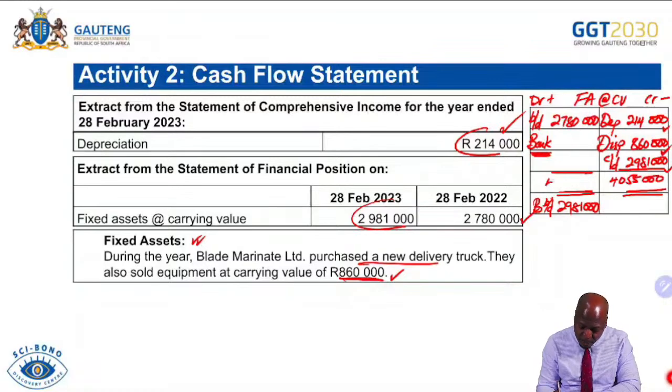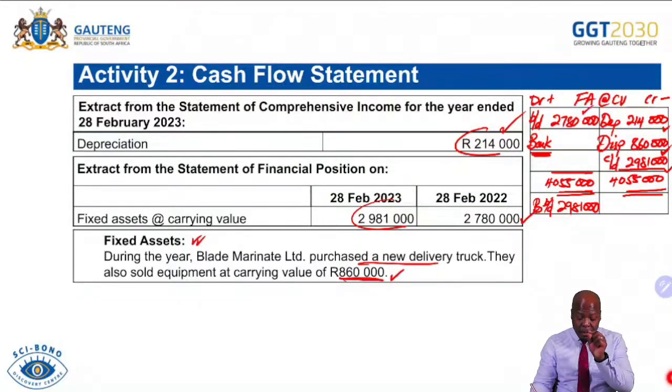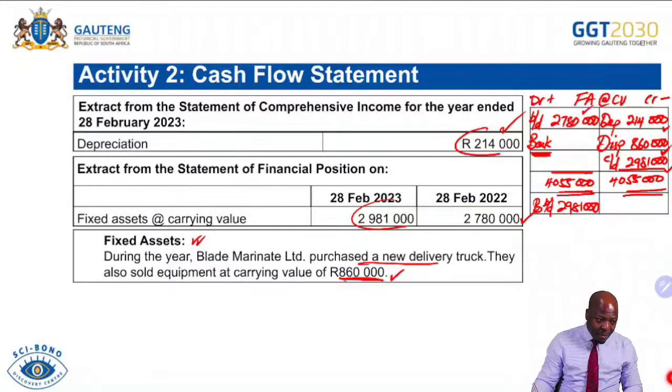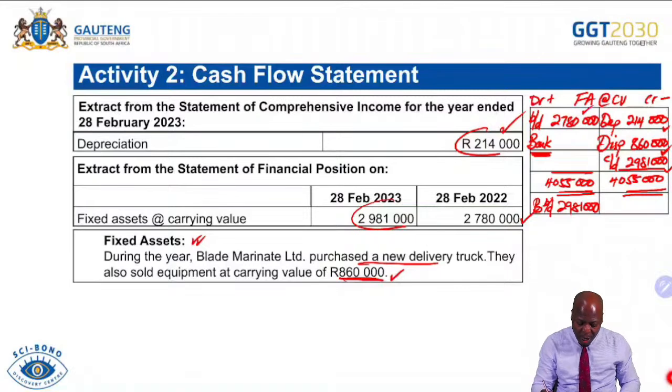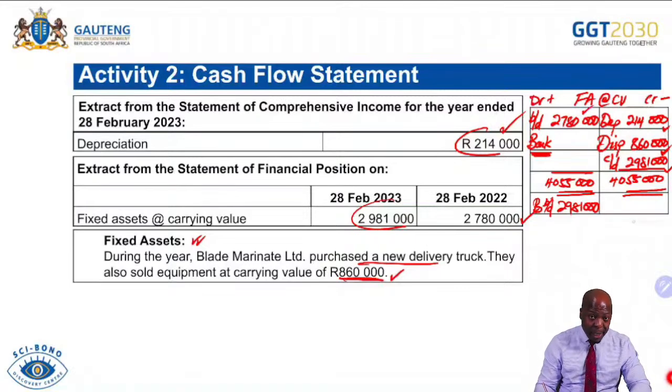4,055,000. Thank you. You have 4,055,000. Then keep that 4,055,000 on your calculator. Then come and say minus 2,780,000. So that same 4,055,000, come and then say minus 2,780,000. How much becomes your bank? How much do you get?